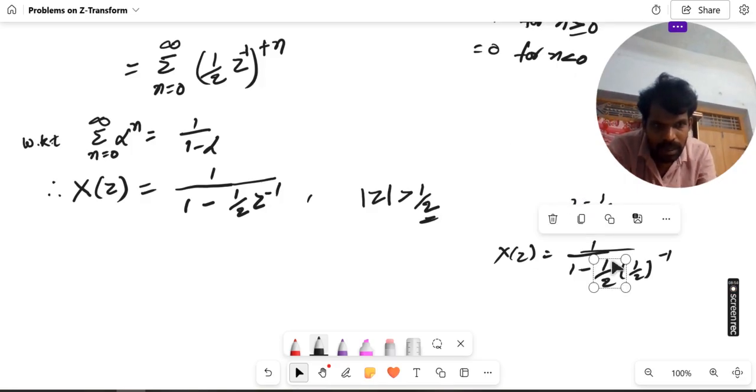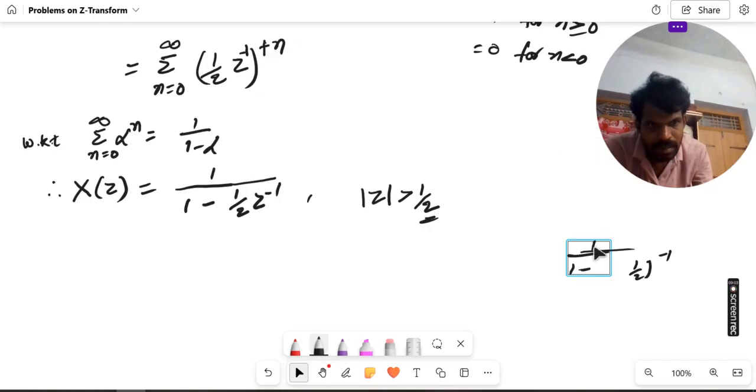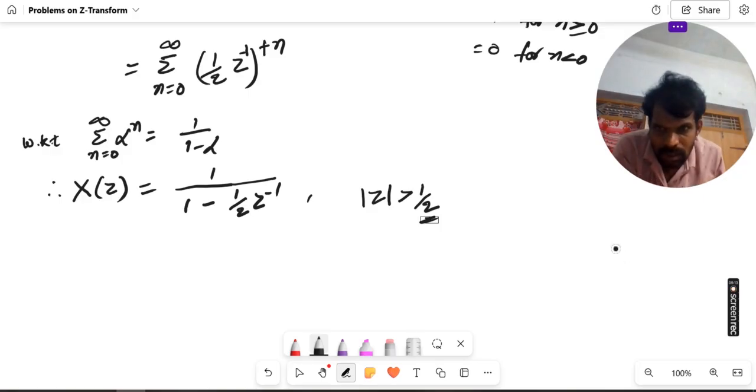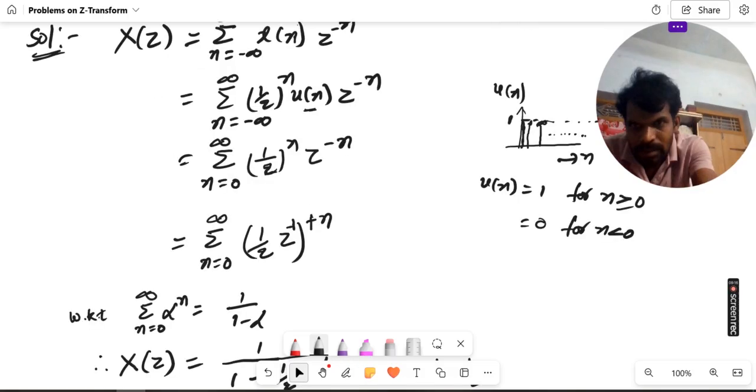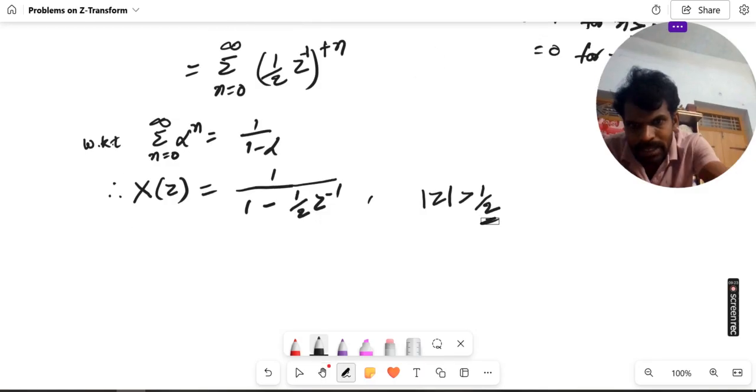In this way we are going to find out the Z transform for a given x of n. Now let us do the second bit. So this one is the answer for the first bit, and what is the second bit? X of n is equal to 1 by 3 power n u of minus n minus 1.